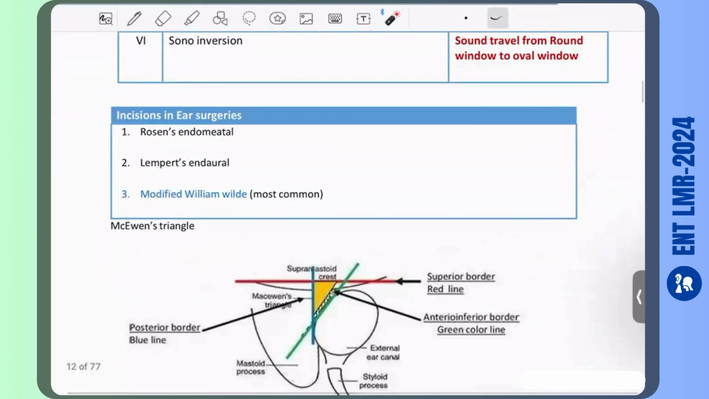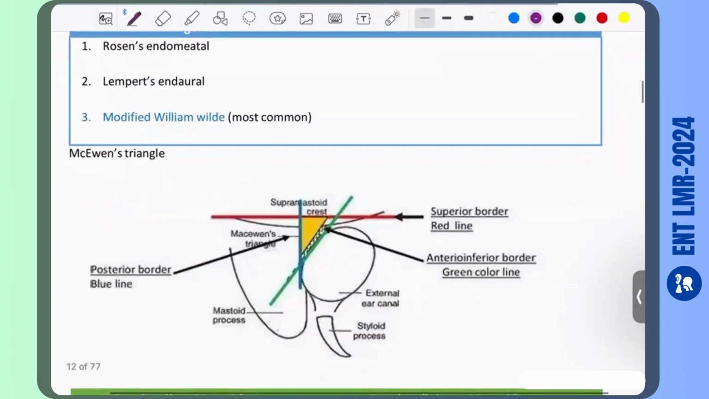So when we do surgery for CSOM, we do a surgery called cortical mastoidectomy. We should put an incision over the ear. The first incision is the Rosen endomeatal incision. The second incision is the Lempert endaural incision. The third is the modified Wilde's incision, the post-auricular incision. It is the most commonly used incision, called the post-auricular incision.